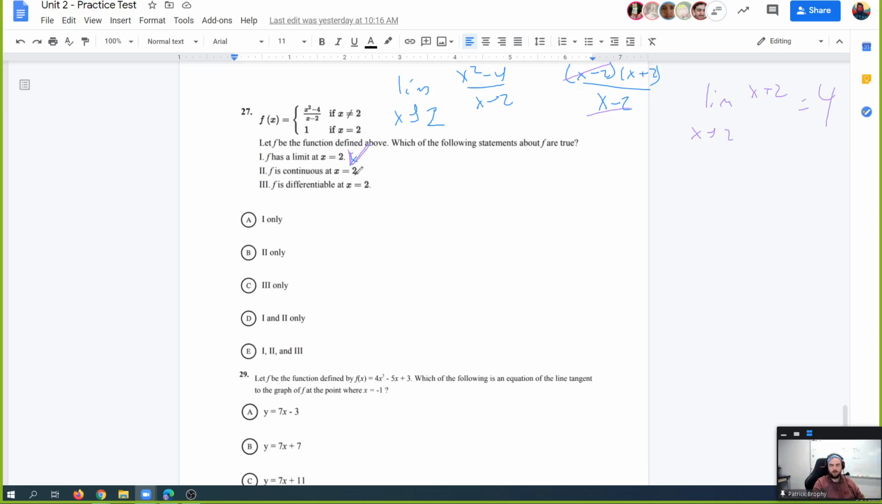Is it continuous? Now, its limit's 4, but it equals 1 at x equals 2, so it's not continuous. What it actually looks like is a graph of x plus 2 that looks like this. But when x equals 2, you have a hole, and that hole actually goes down to 1. It jumps. So we're not continuous, therefore not differentiable. The answer is A.